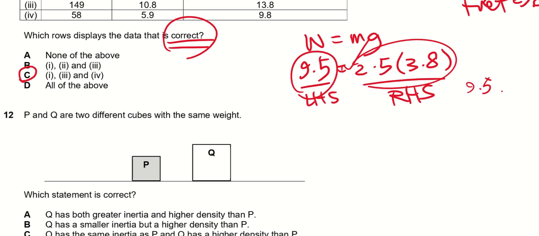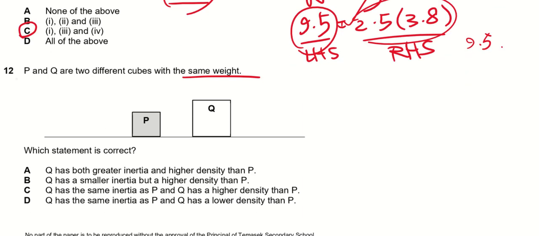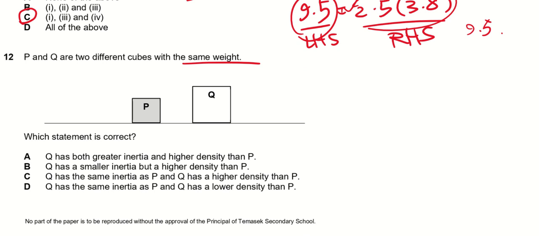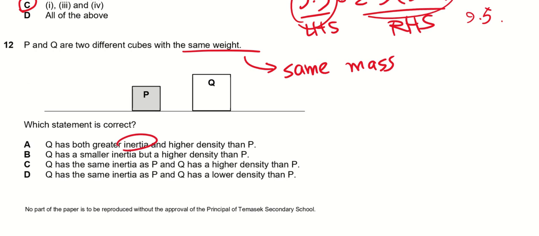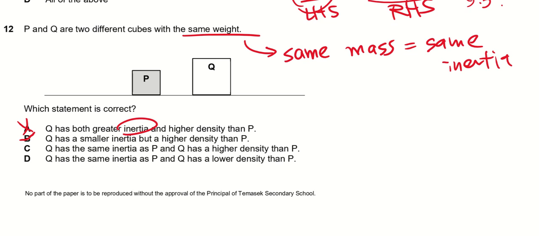P and Q are two different cubes with the same weight. Same weight means same mass, because I saw the word inertia. Inertia is the reluctance of a body to change its state of rest or uniform motion. Okay, and it is determined by mass. So if I have the same mass, I have the same inertia. And if they have the same weight, they have the same mass, therefore they have the same inertia. That means A and B are wrong already. Because they have the same inertia, they are correct.